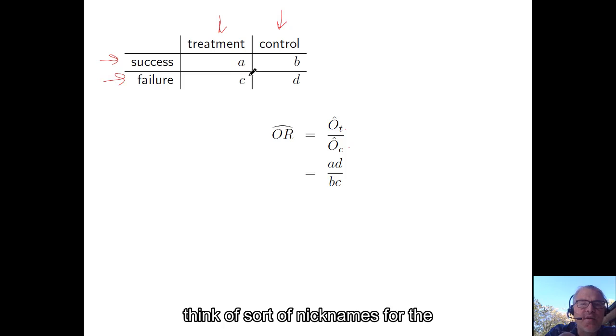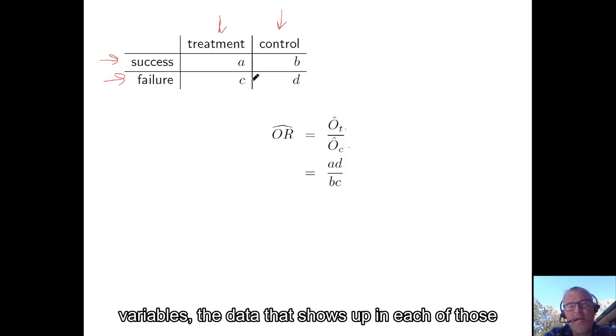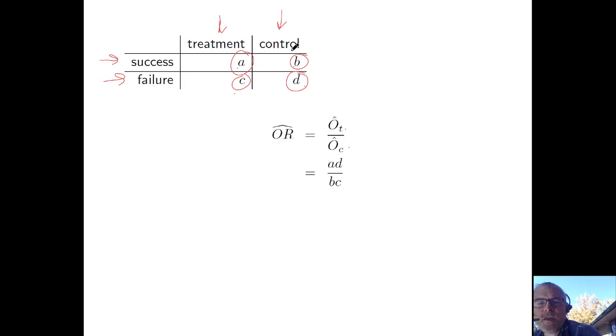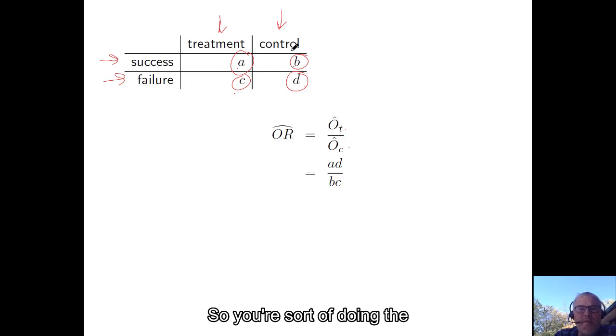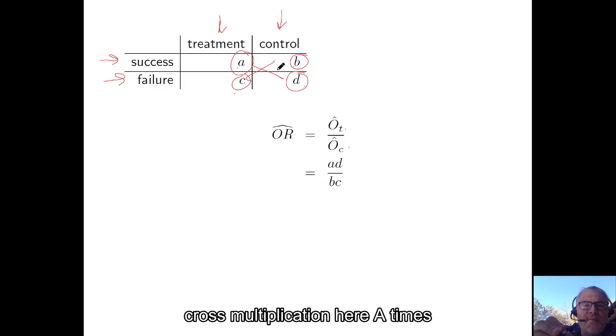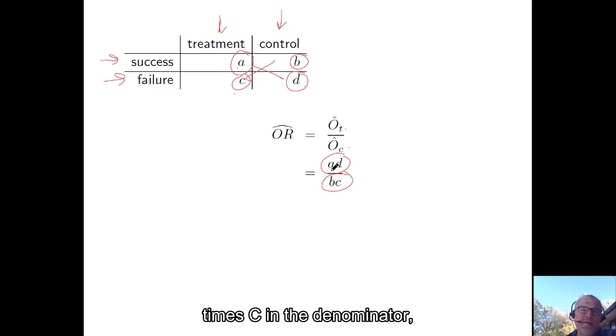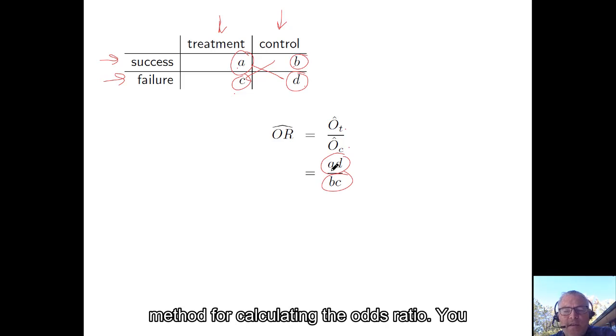And then we can think of nicknames for the variables, the data that shows up in each of those cells, A, B, C, D. And the odds ratio is A times D over B times C. So you're doing the cross multiplication here. A times D in the numerator, B times C in the denominator. Okay, so that's the shortcut method for calculating the odds ratio.